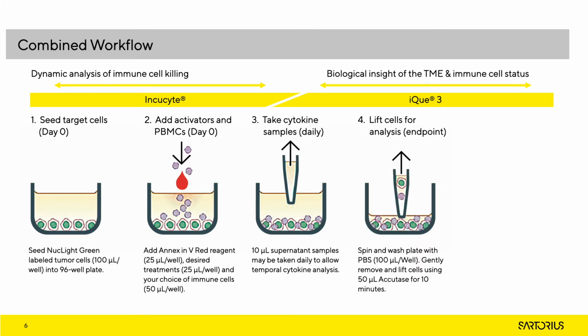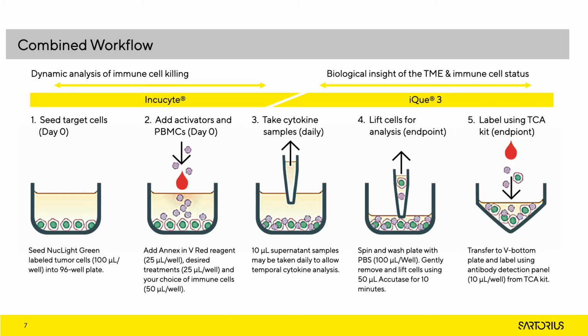This is achieved by a simple transfer step where the cells, still in co-culture, are incubated with AccuTase in order to lift them from the assay plate. They are then transferred into a V-bottom plate and labelled with antibodies for endpoint analysis on the iQue. All of the immunophenotyping carried out here uses the Sartorius T-cell activation cell and cytokine profiling kit, or TCA kit.